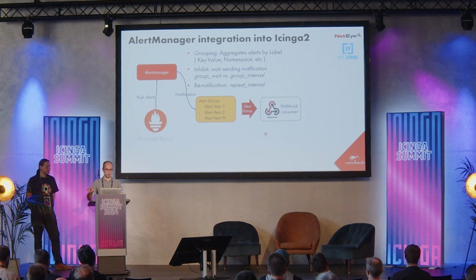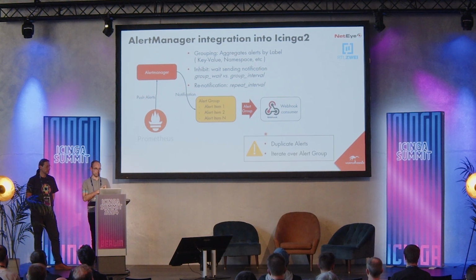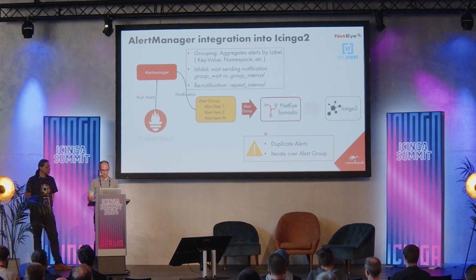Our idea was to take this alert group, send it to a webhook consumer, and care about duplicate events. So we need to know about what is already being alerted 2 minutes before, because the alert group may consist of a large number of elements that have already been sent before. And we need to iterate over the group itself to come to a single alert information saying, this is good, this is bad, this is a recovery. What we applied here is a module called Tornado from NetEye, which is generating single alerts and sending them to the Icinga.